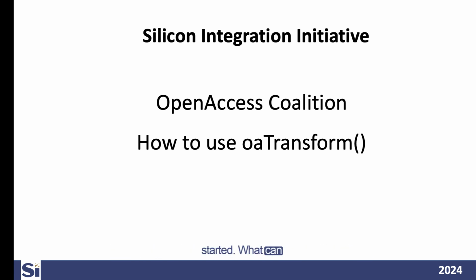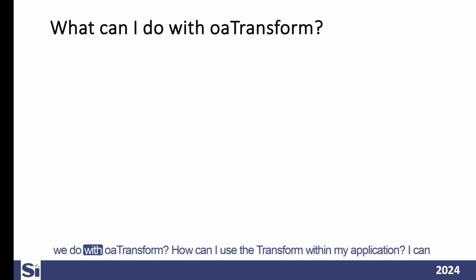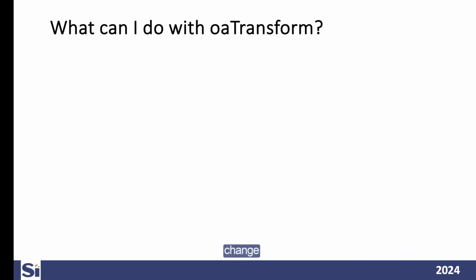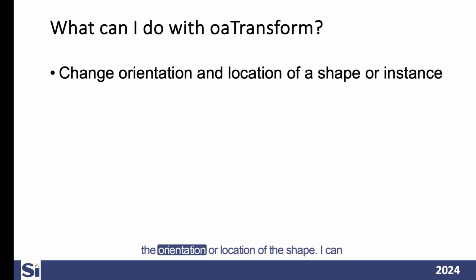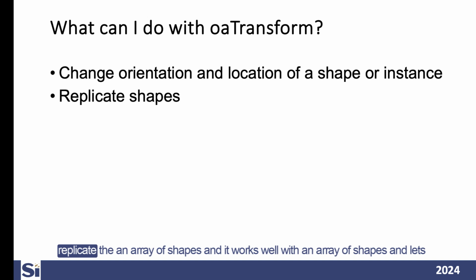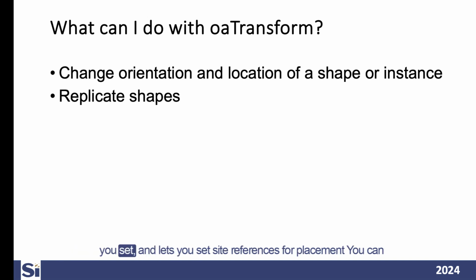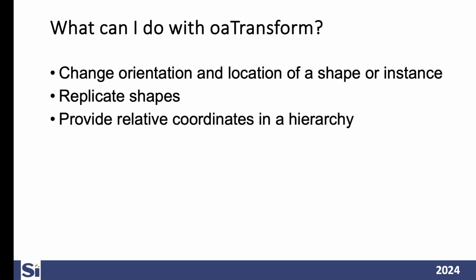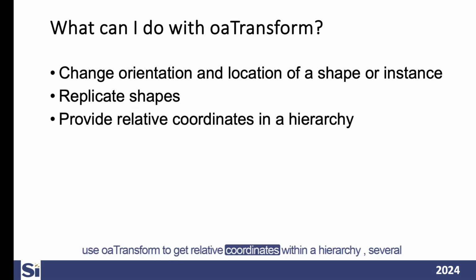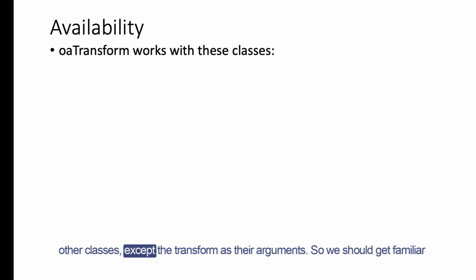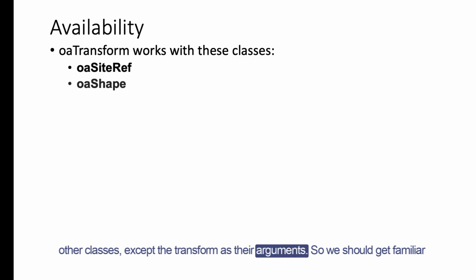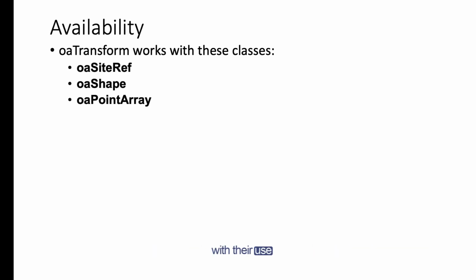So let's get started. What can we do with oaTransform? How can I use the transform within my application? I can change the orientation or location of a shape. I can replicate shapes. It works with an array of shapes and lets you set site references for placement. You can use oaTransform to get relative coordinates within a hierarchy. Several other classes accept the transform as their argument, so we should get familiar with their use.